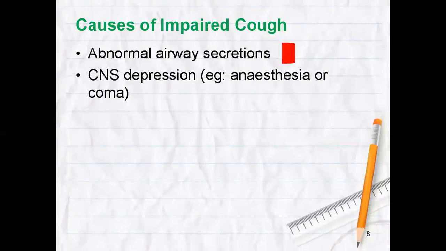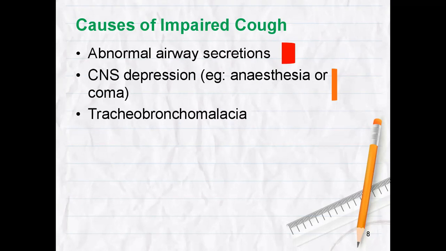Other causes can be in the afferent as well as efferent nerves. For example, as we can see over here, CNS depression, the condition of anesthesia or coma. When the patient is either anesthetized or comatose, then the cough reflex is impaired because the reflex pathway cannot move forward. Ultimately any secretion or any vomitus that is inhaled can accumulate in the lungs, leading to aspiration pneumonia.